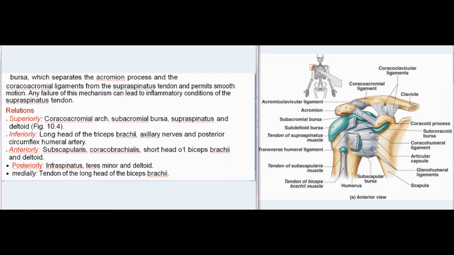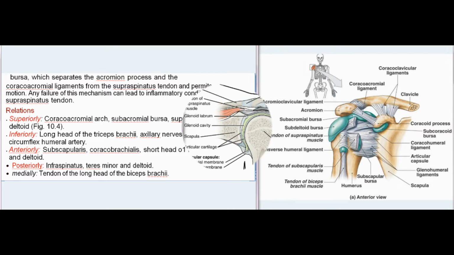Relations. Superiorly, coracoacromial arch, subacromial bursa, supraspinatus and deltoid, Fig 10.4. Inferiorly, long head of the triceps brachii, axillary nerve, and posterior circumflex humeral artery. Anteriorly, subscapularis, coracobrachialis, short head of biceps brachii and deltoid. Posteriorly, infraspinatus, teres minor, and deltoid. Medially, tendon of the long head of the biceps brachii.